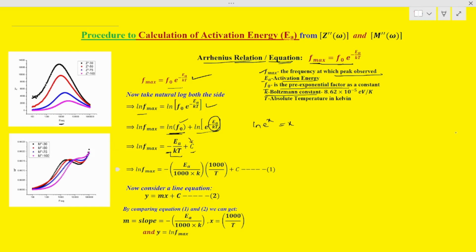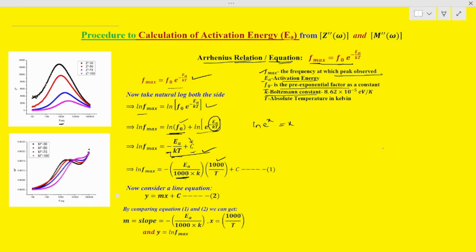That implies ln F max will be equal to, here I modified this equation for simplicity. When we calculate with the graph in Origin, at that time it is required. For simplicity, I multiplied 1000 in the denominator and numerator. So ln F max equals EA by 1000 into K, into 1000 by T, plus C. Let this be equation number 1, right?